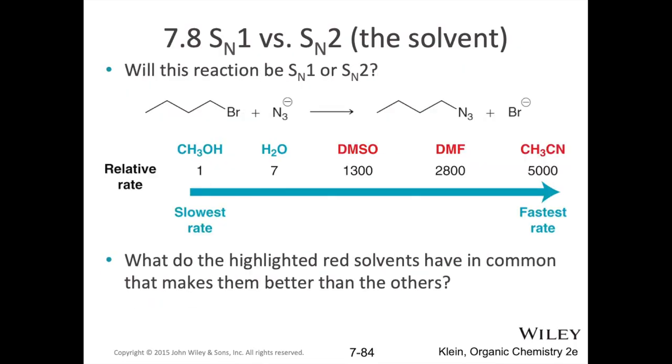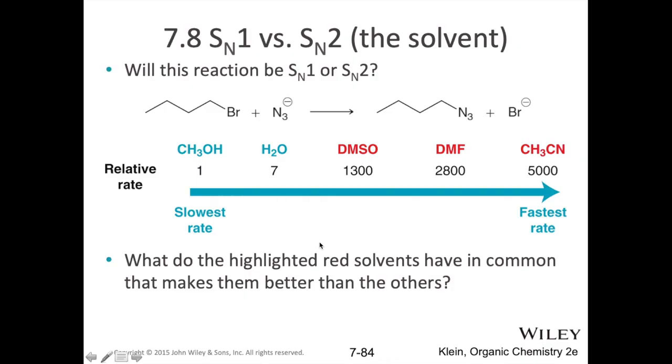Okay, so let's have a look at this reaction mechanism here. So here we have a primary alkyl halide reacting with an azide ion to make the corresponding primary azide, and we have our bromide leaving as our leaving group. Okay, so just from that substrate alone, you should be able to figure out whether this is SN1 or SN2. Right, it's SN2, since that's a primary alkyl halide.